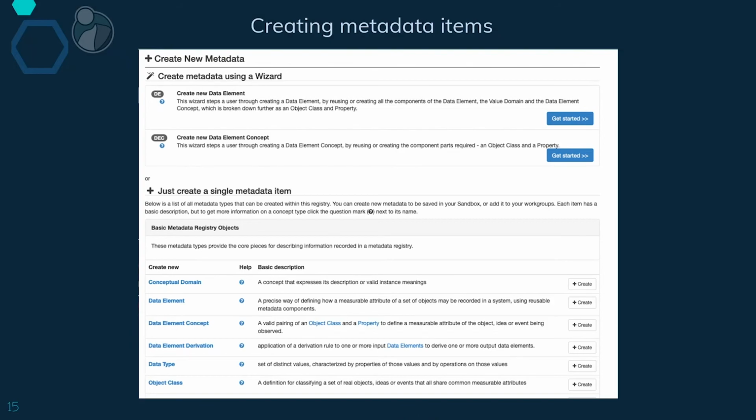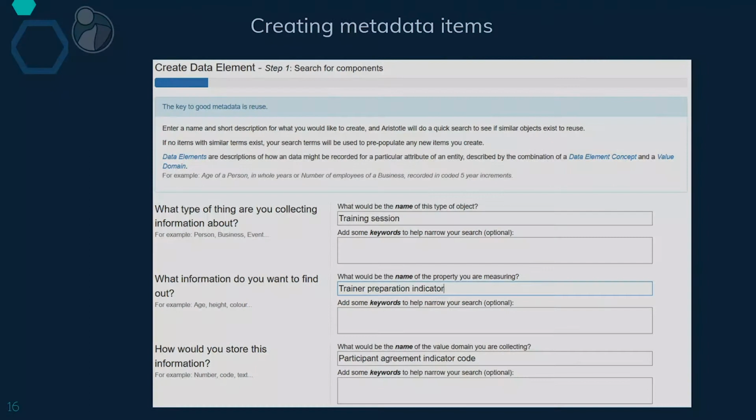So the way that we do that is, again, we go to our creating metadata items section, and we're going to select create new data element at the top, and I'll do a run through of this with you in a second as well. So if we select create new data element and go get started, it's going to bring us to a page that looks like this. What this allows us to do is basically search through and find components across the registry and start bringing them together.